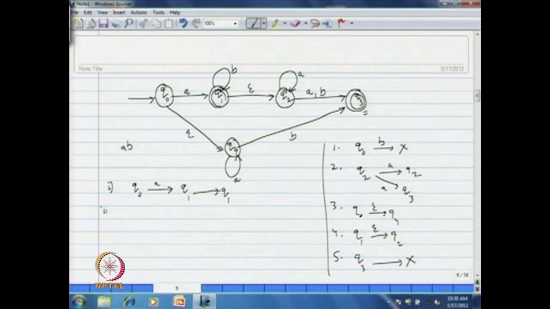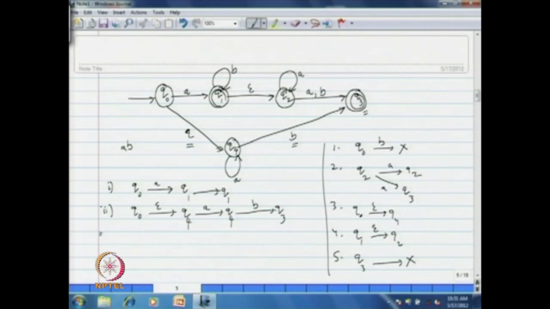Then the next one is that at Q0, without taking any input, so this is an epsilon transition, it can go to state Q4. At state Q4, taking input symbol A, it may remain in the same state Q4, and from Q4 taking this transition, it may go on input symbol B to state Q3.